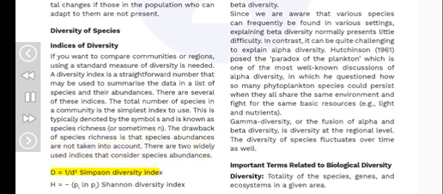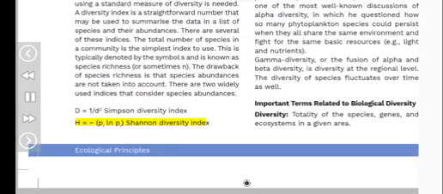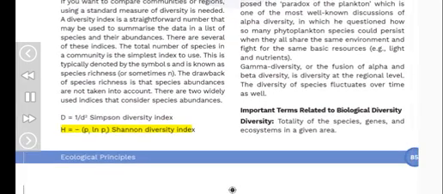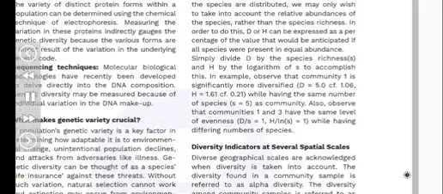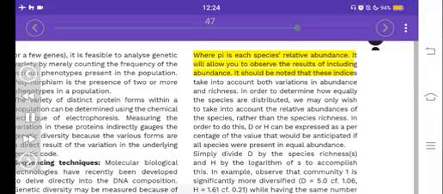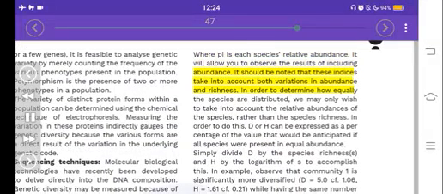D equals 1/D, Simpson Diversity Index. H equals -Σ pi ln pi, Shannon Diversity Index, where pi is each species' relative abundance. It will allow you to observe the results of including abundance. It should be noted that these indices take into account both variations in abundance and richness.